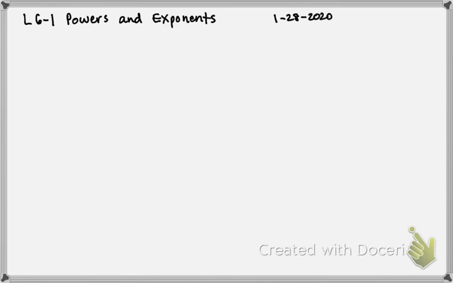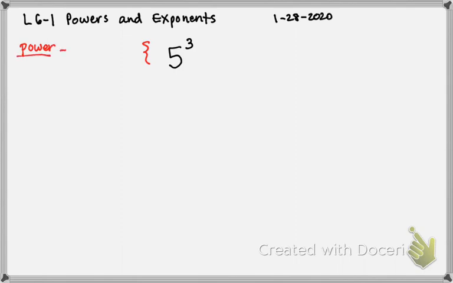So let's start with a big old fatty number. Let's make him 5, and then we'll give him a little 3. And we're going to talk about what each of these pieces mean. When I talk about powers and exponents, what I'm looking at is considered a power. So let's go ahead and give him a definition. This whole guy here is a power.